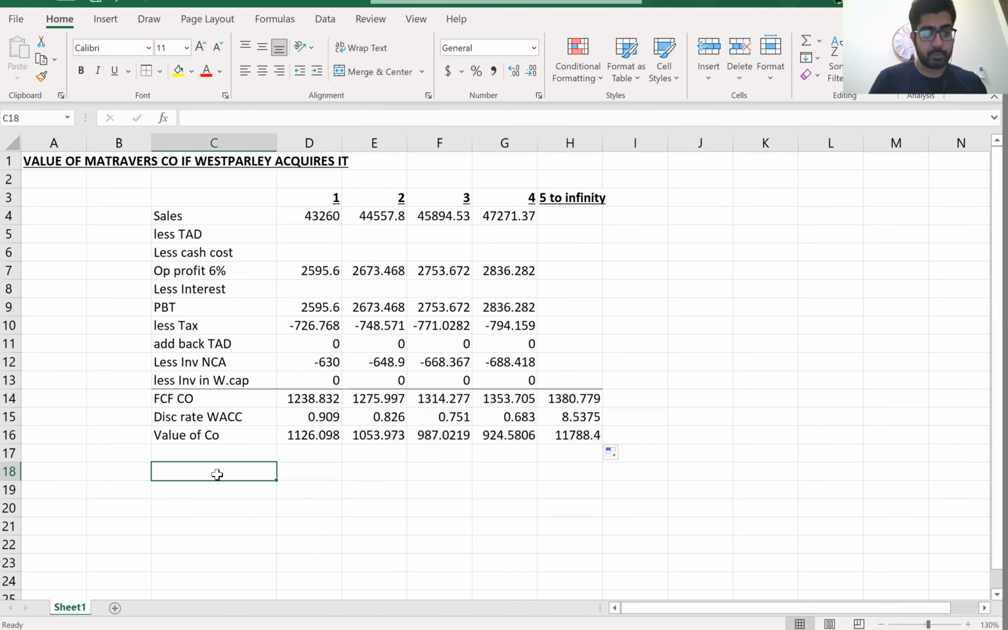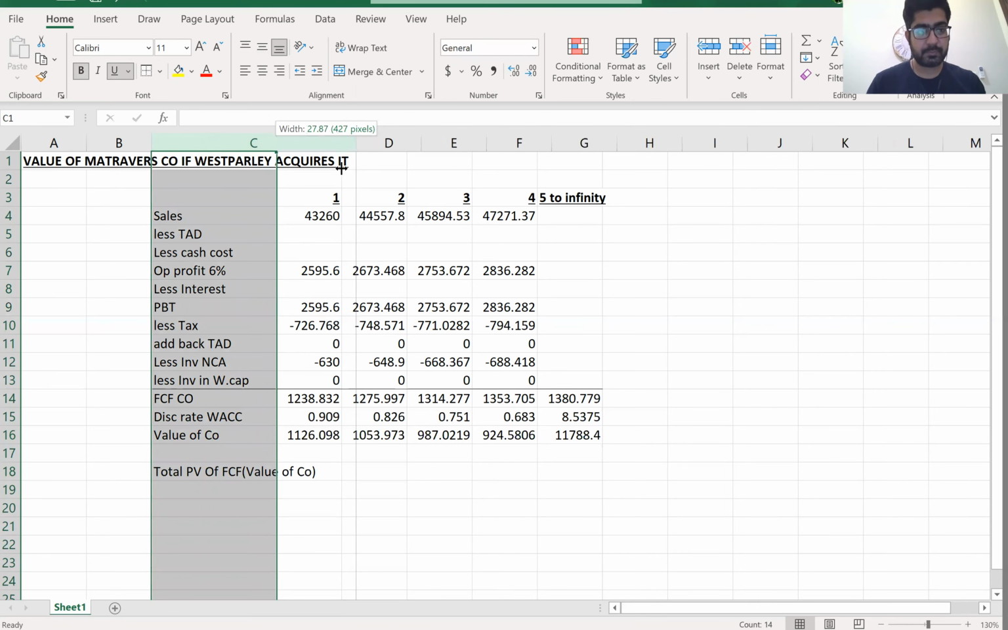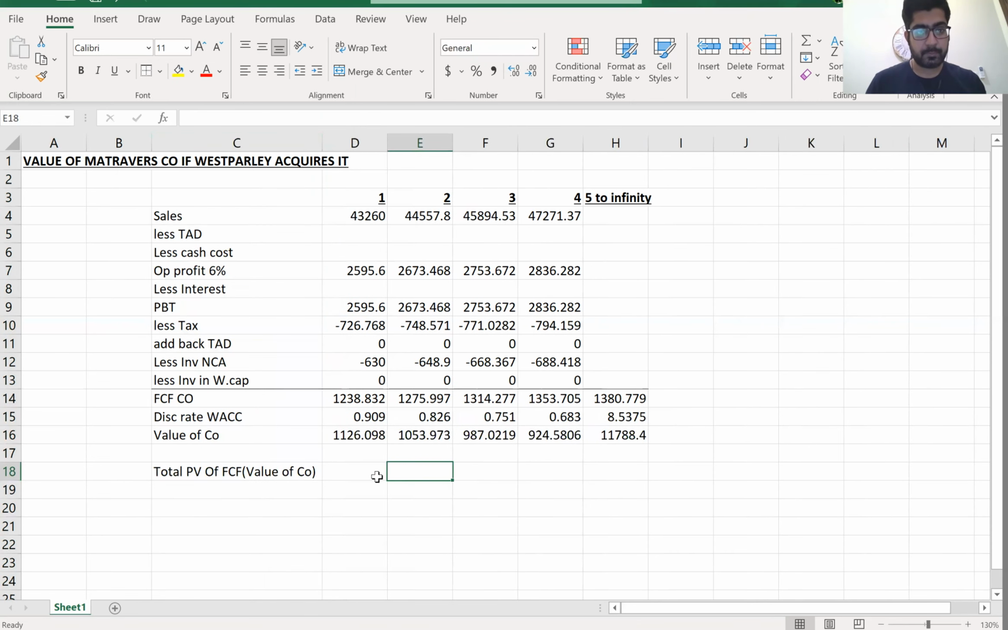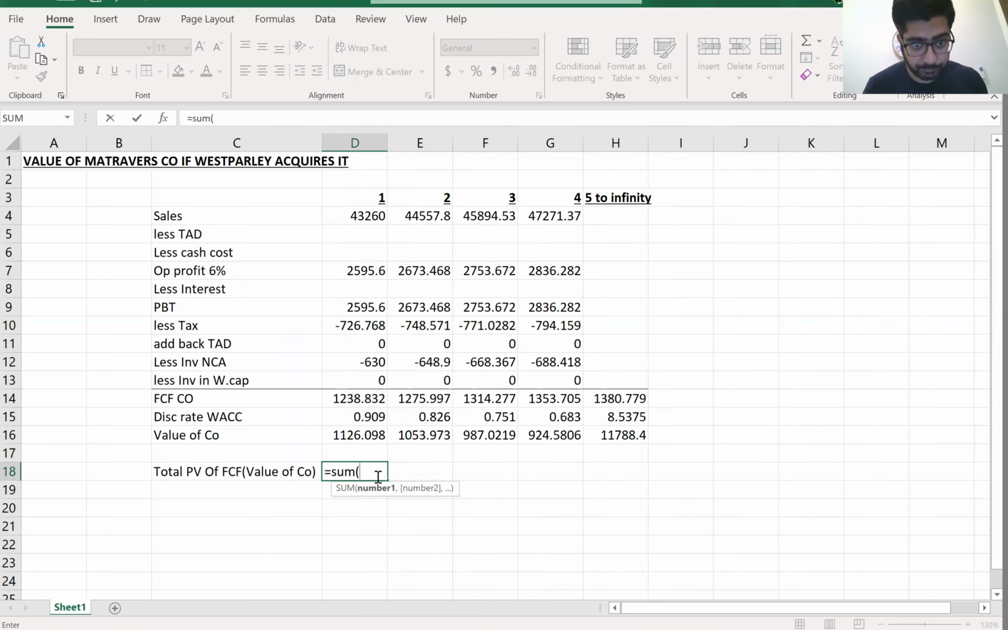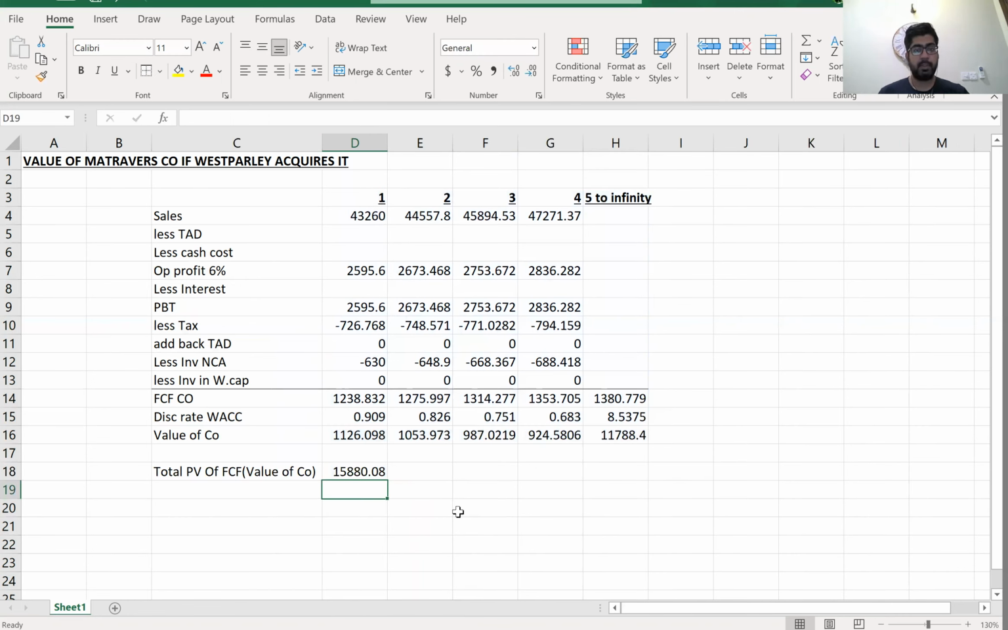We add them. So total present value of FCF that demonstrates the value of a company is going to be the sum of all these. D16 to F16. 15880. Now this is not that my requirement is fulfilled. Okay, you need to pay attention. This is not the requirement has been fulfilled.